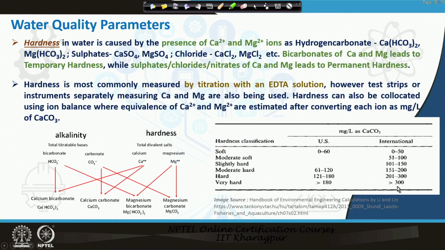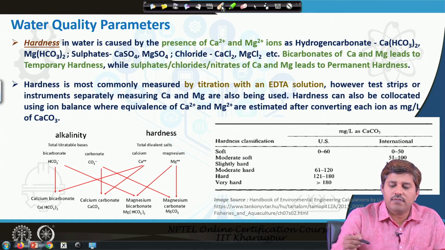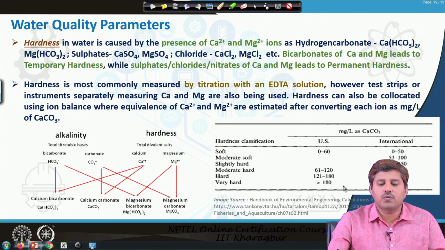Then there is hardness. Hardness is basically caused by the presence of calcium and magnesium ions. If these ions are present as bicarbonates, we call that temporary hardness. If they are present as sulfates, chlorides, nitrates, we call that permanent hardness. Hardness is commonly measured by titration with EDTA solution, but there are test strips and other methods available, and depending on the value of hardness, there are standards which can be adopted for classifying the water as soft.